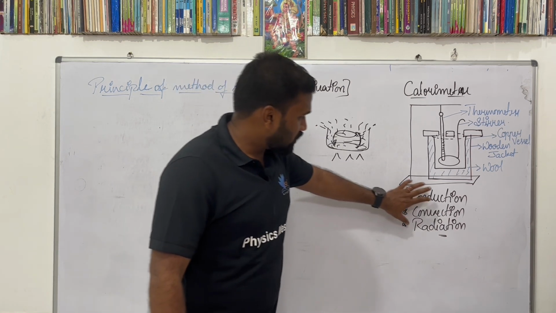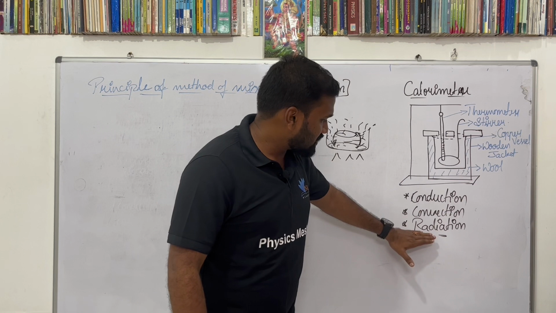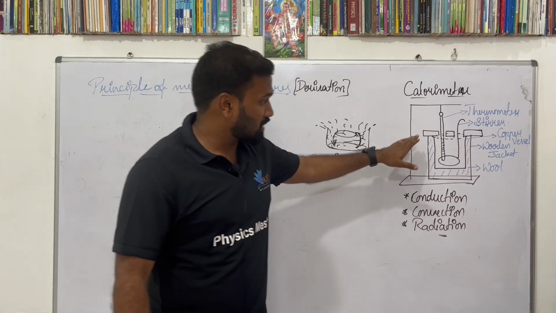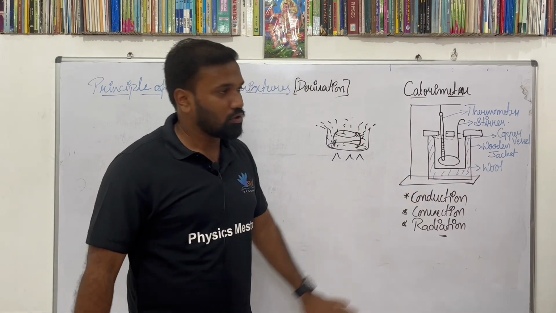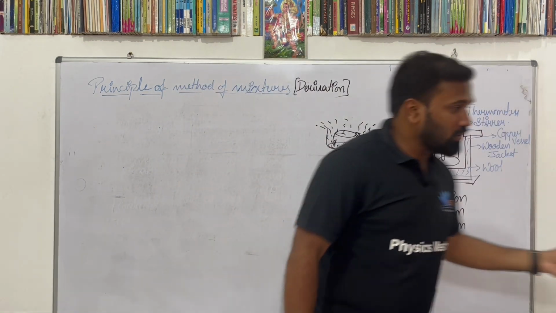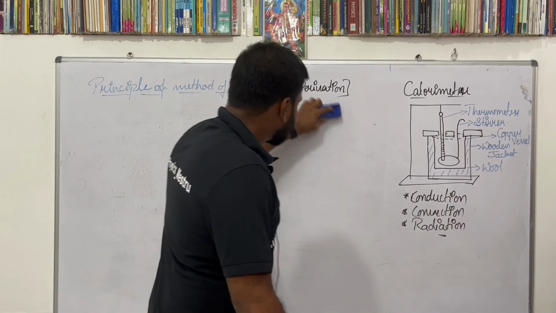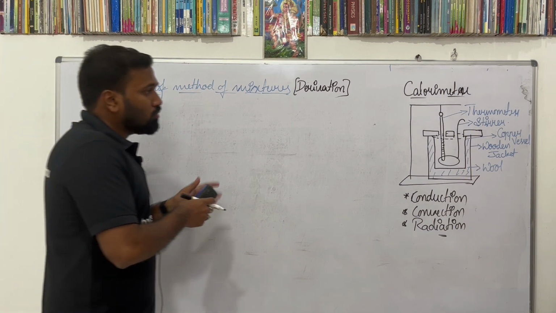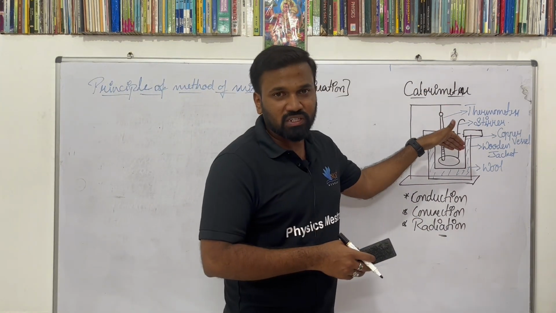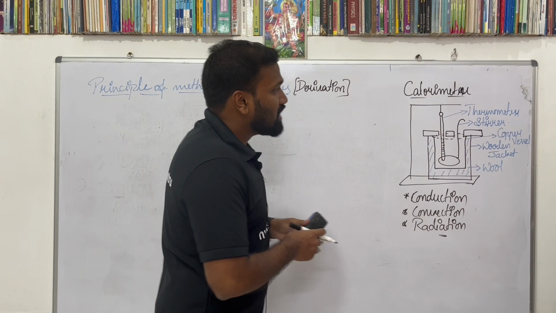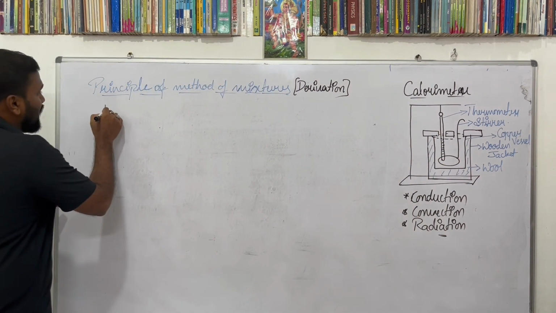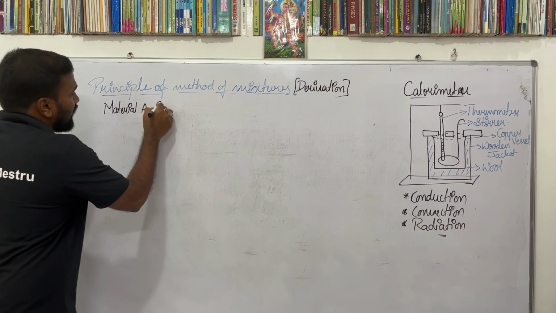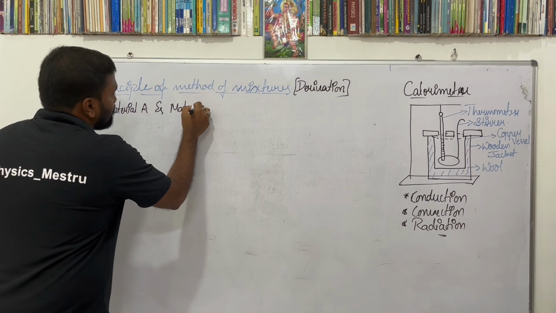Clear? Yes, fine. So to avoid these things, that means convection and radiation, this complete setup has been utilized. This is the usage of the calorimeter. Now what we need to do is, what the principle of the method of mixture says is, we need to insert two substances, two liquid materials, say material A and material B.